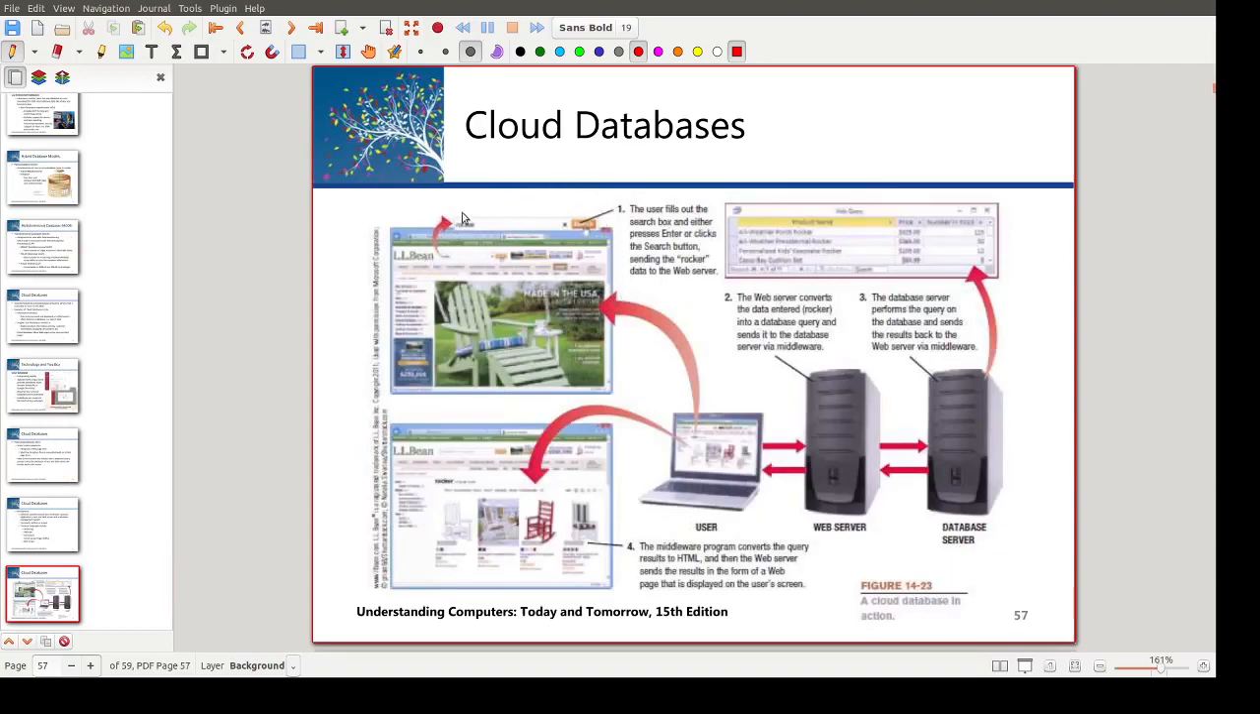The first time you went to this website, you entered your query in this search bar, and then it connects to the database server and then the web server, and then the user will be displayed with all these types of chairs. This is the result of his search query. Okay.